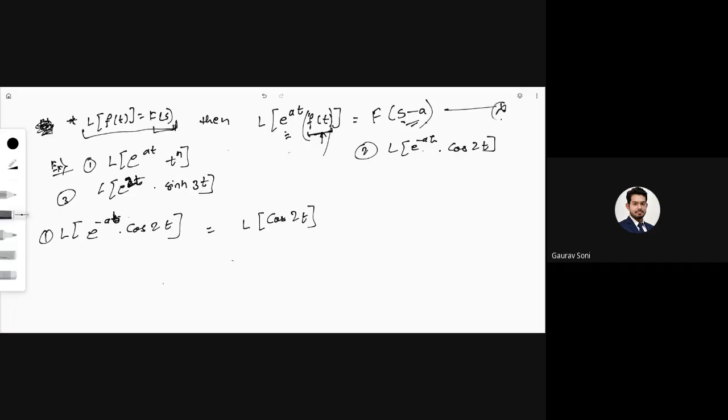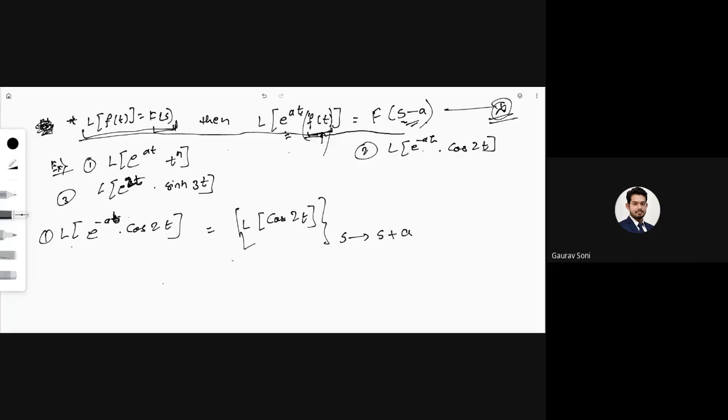You have to look at this formula. E to the power at, you are replacing s by s minus a. E to the power minus at, then s will be replaced by s plus a. Are you convinced with this step? Look at this formula, the first line on your screen. Laplace of e to the power at f of t: in the Laplace transform of f of t, s is replaced by s minus a. That is what the property says.